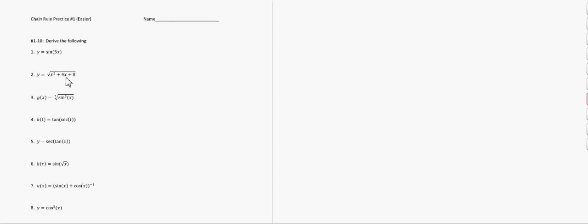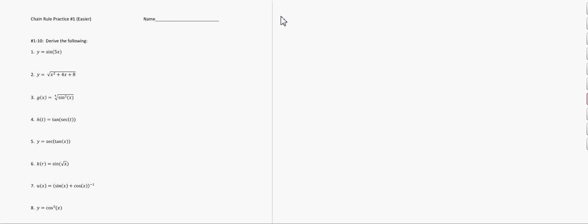We are going to derive these guys over here. The worksheet, again, is at the website, advancedmathtutors.com, if you don't have it. But we're just going to do chain rule practice number 1. It's some easier chain rule things. There's also a medium and then a harder one, so if you want to have some more practice.